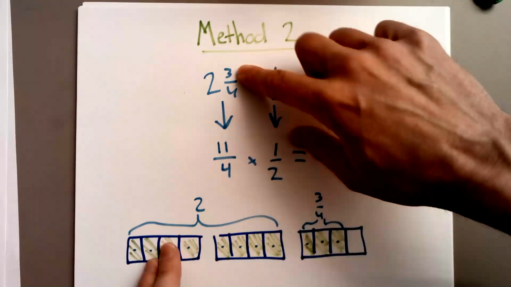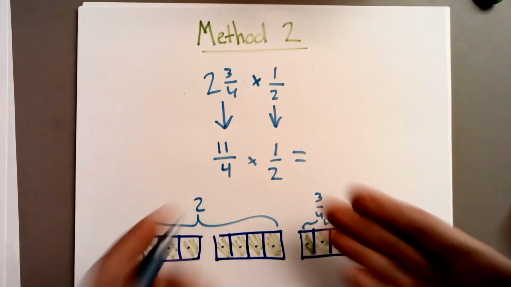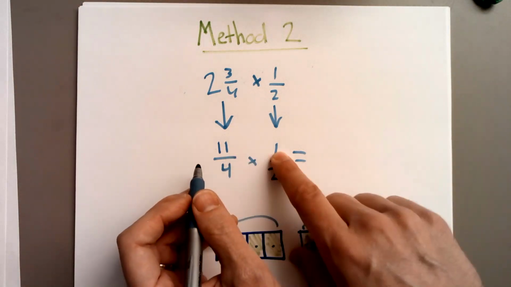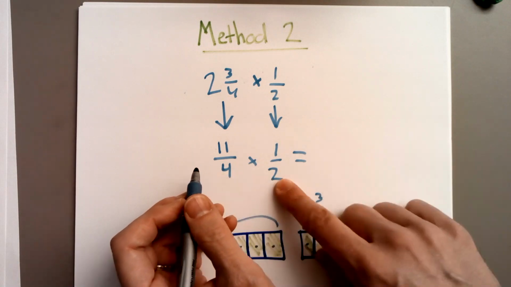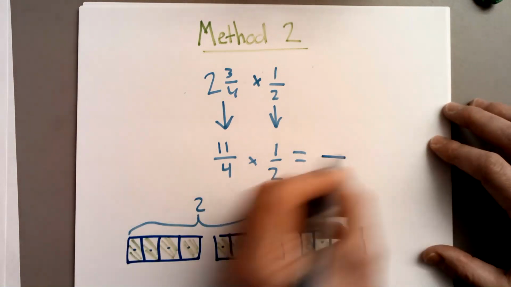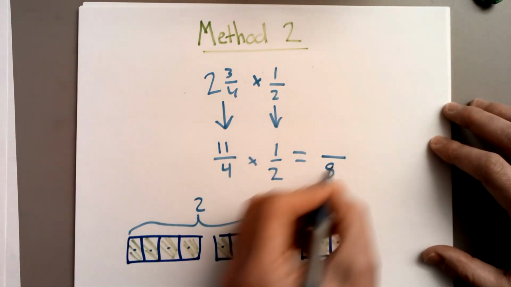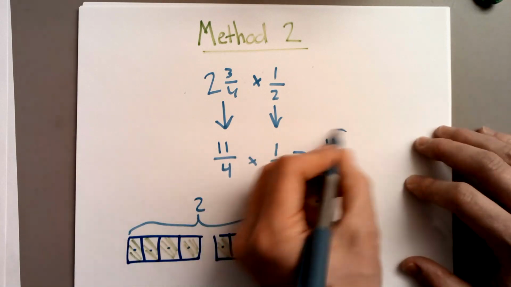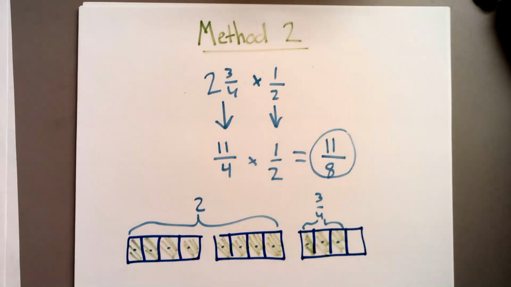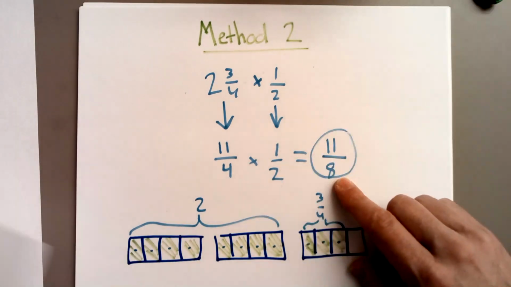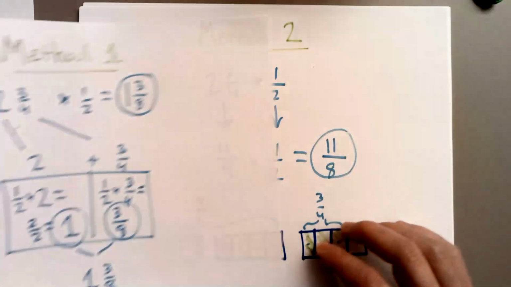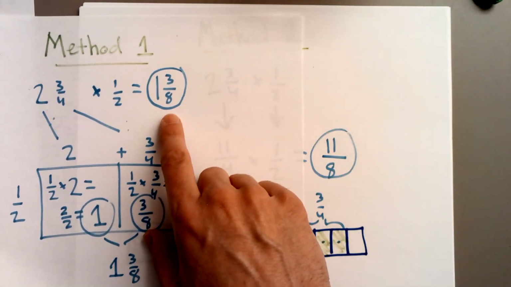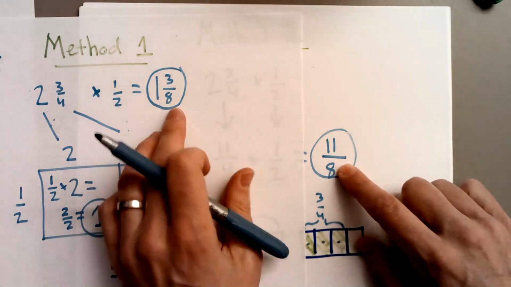So now that I've changed this into a fraction, now I just have to do one multiplication. I again just multiply the numerators together to get the new numerator and the denominators together to get the new denominator. 4 times 2 is 8 eighths here, and 11 times 1 is 11. So with method 2, I get 11 eighths. Now 11 eighths with method 2, is that the same as with method 1? No, with method 1, I got 1 3/8. What's the difference here? 11 eighths and 1 3/8?